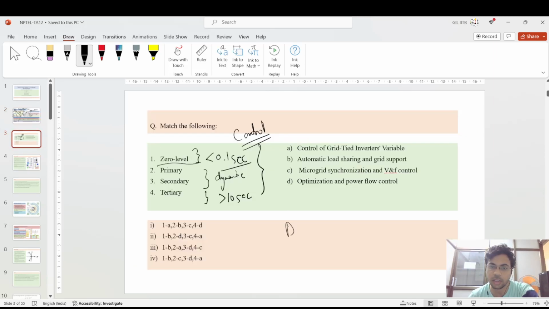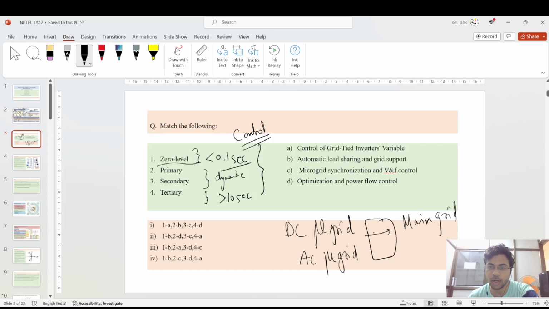So these are the various features of the control mechanism when you are connecting a DC microgrid, or you can also say an AC microgrid, with the main grid. You need control features in between. You cannot directly connect this DC microgrid with the main grid. You need synchronism, you need optimization, you need power flow control, you need harmonic optimization, and these are the multiple types of control features. So in this question, what I have told is that the zero level is the control.